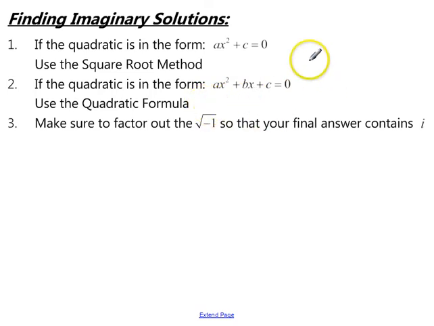Now, I know some of you like to use quadratic for everything, so if it's in this form, just remember that bx term is missing, so you need to rewrite it as ax squared plus 0x plus c equals 0, so that that 0 term is your b, and then you can plug those in to the quadratic formula. Then after you do all that work, make sure to factor out the square root of -1 so that your final answer contains i in it. You do not want to leave any negative numbers under a radical.